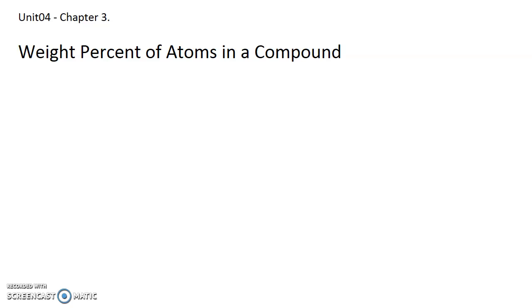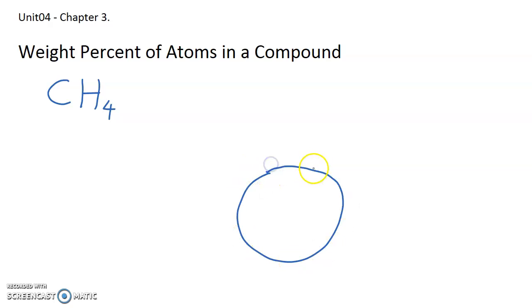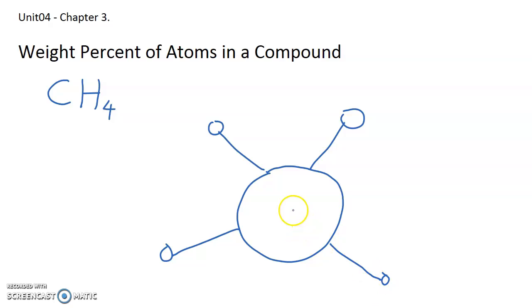In this video, you will learn how to calculate the weight percent of atoms in a compound. Let's start with a methane molecule, where the formula is CH4. If I draw the molecule, let's say this is my carbon atom and I have hydrogen, hydrogen, hydrogen, and hydrogen. If you look at counting the numbers, totally there are 1, 2, 3, 4, 5 atoms in this molecule.